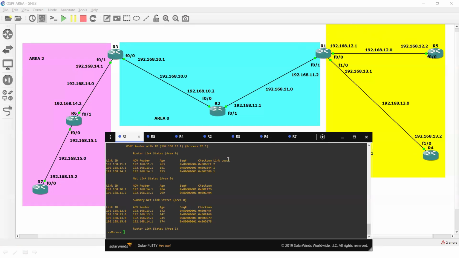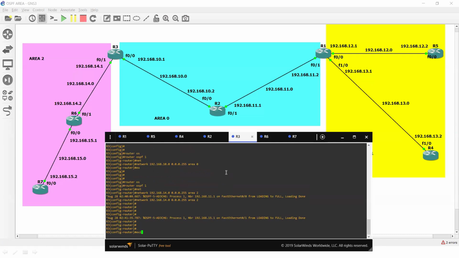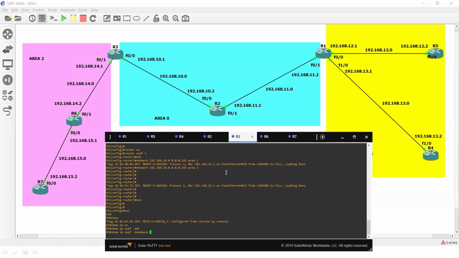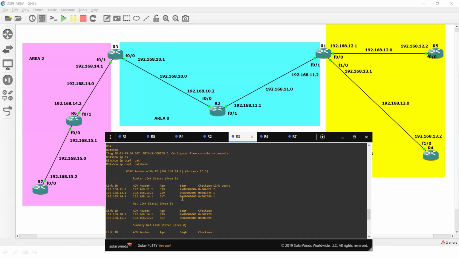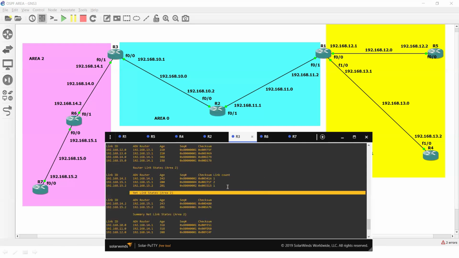So here you can say there is a big table in which area 0 is here, area 1 is here, and two areas are in the database table of R1, because this is a common router. Let's go to R3. When I put the command show ip ospf database, it will answer me that we have two areas' information, area 0 as well as area 2, because this is a common router, so it will have a big table of area 2 and area 0.